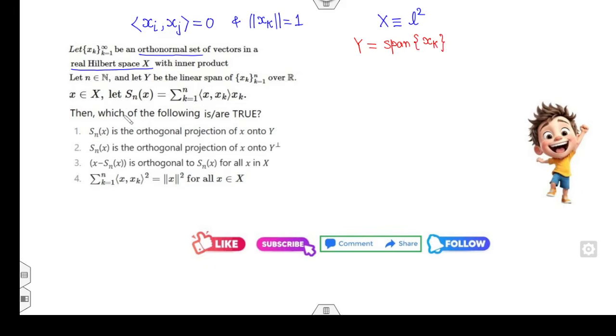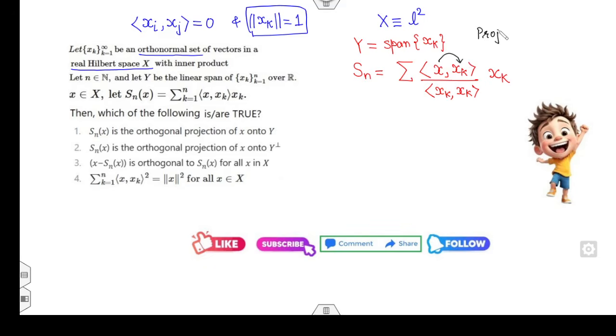Let capital N be there. Which of the following is okay? So you can see xn. Can I write this as ⟨x, xk⟩ divided by ⟨xk, xk⟩? Can I write it this way? Yes, because the norm, the length, is 1, so the denominator becomes 1. So what is the meaning of that? This is the projection of x on xk. Fine. And k varies from 1 to n.